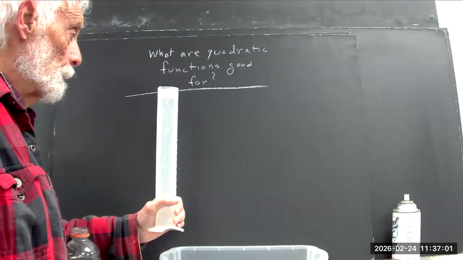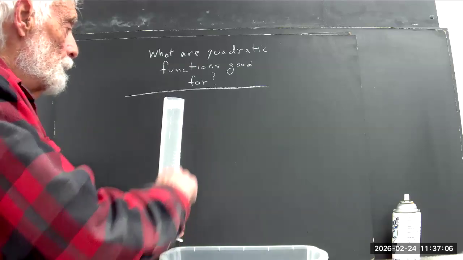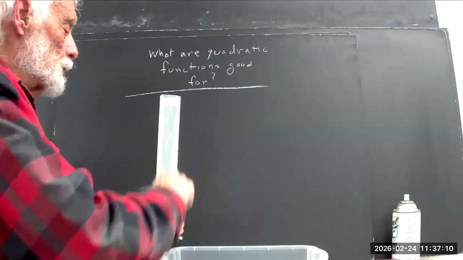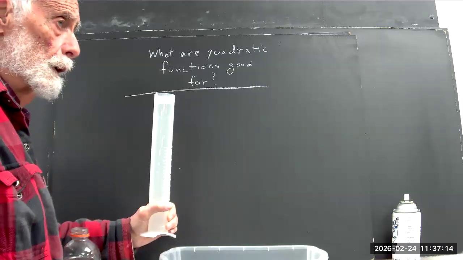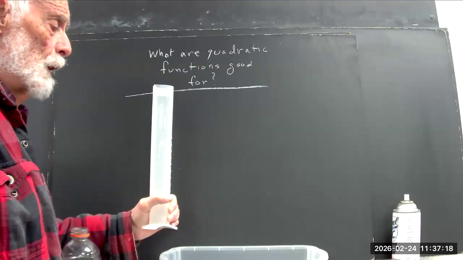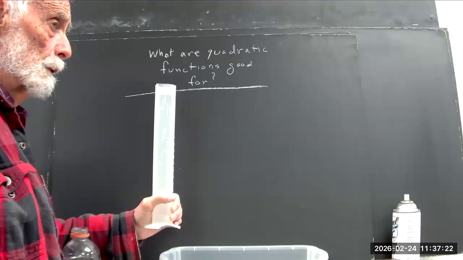graphs, and so forth. The depth of water from the surface down to the hole is going to be decreasing. Is that going to be a linear function? Well, it turns out that's a quadratic function. Now, we're not going to take data and study that right now, but we might later.